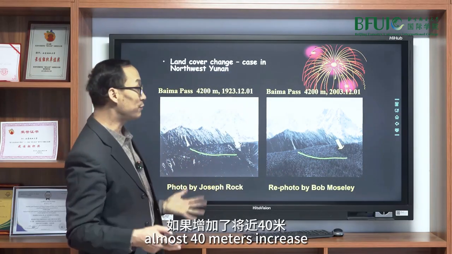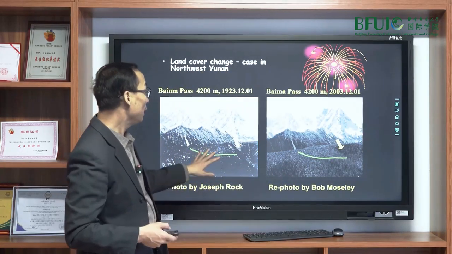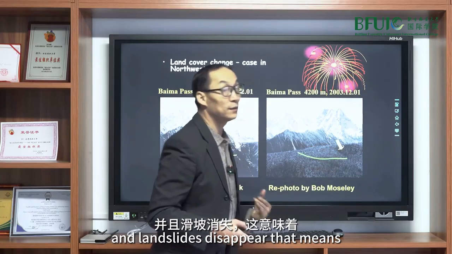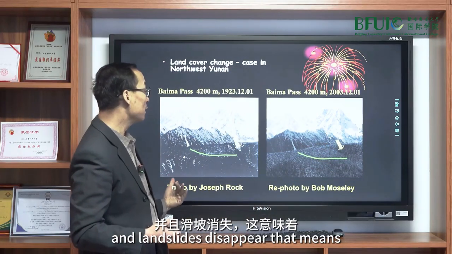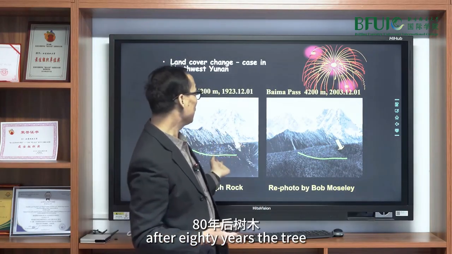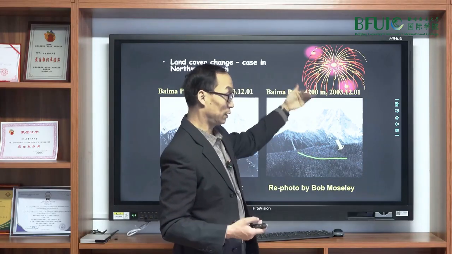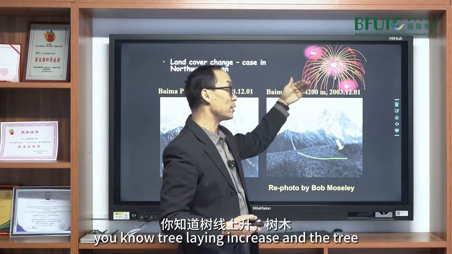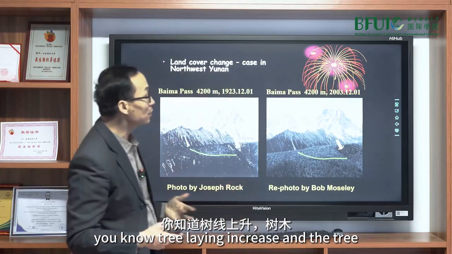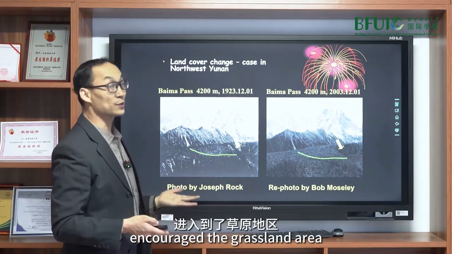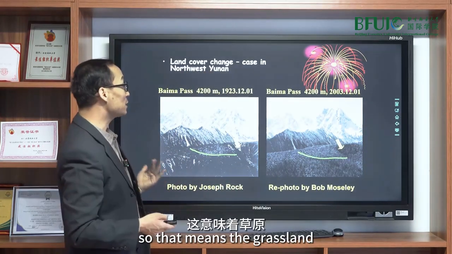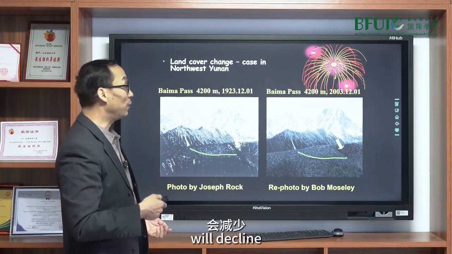It's almost a 40 meter increase and the landslides disappeared. That means after 80 years, the tree line increased, and the trees encroached on the grassland area. So that means the grassland will decline.